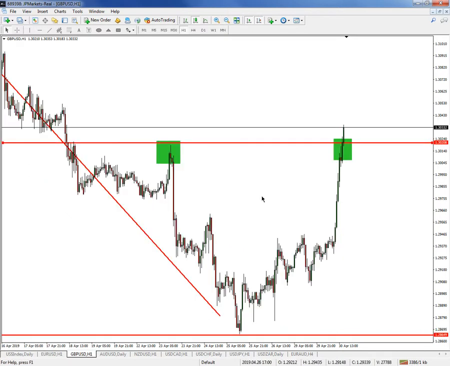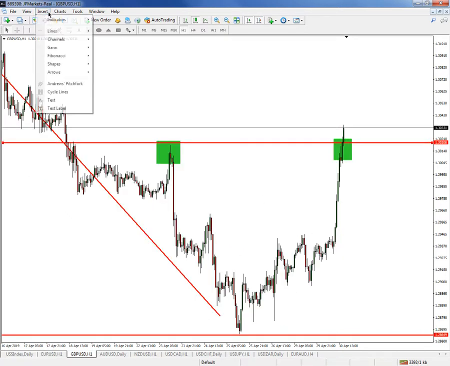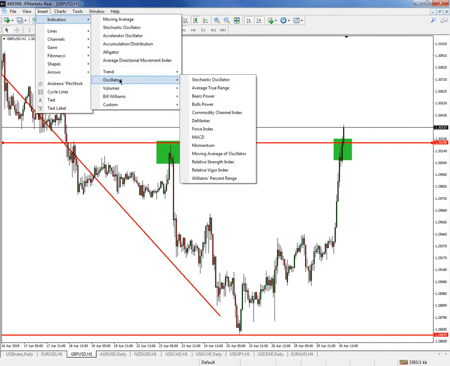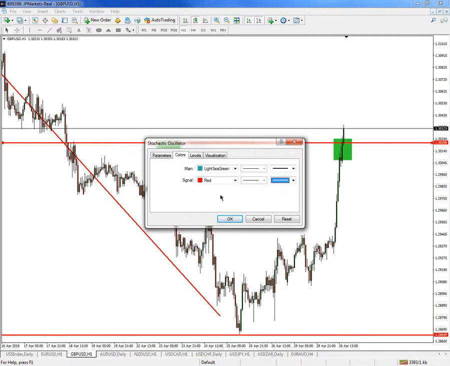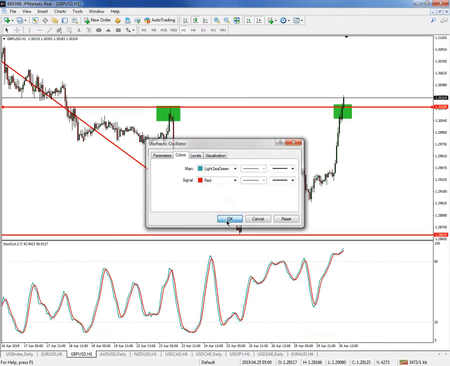I could also potentially see market divergence happening here. If I insert the indicator, I'm going to insert the oscillator, the stochastic oscillator. These are my current settings. I have a K period of 14 and a slowing of 7. I've also changed this color from dotted to solid, and I've taken up the thickness 1 level. That's the only changes I've made to the stochastic.